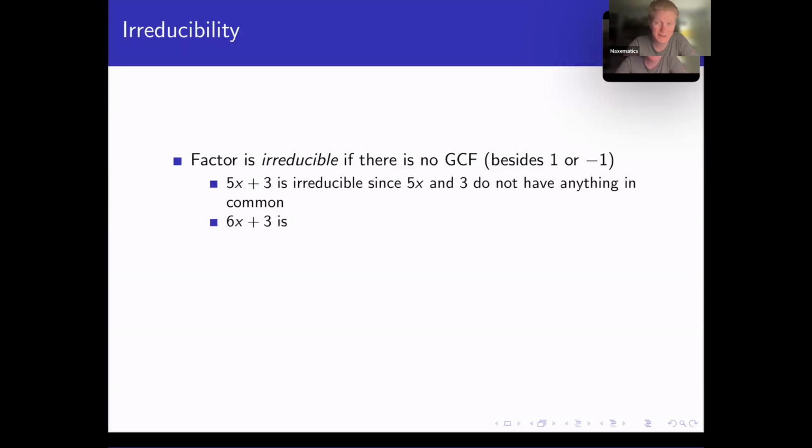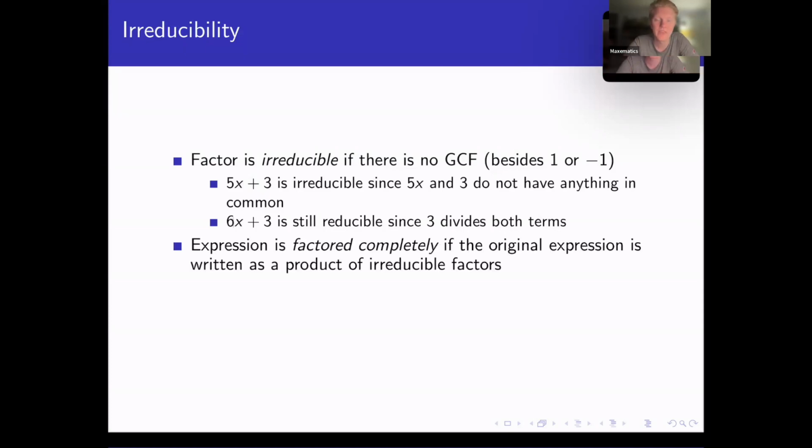However, 6x plus 3 is reducible because 3 divides both terms, right? We could still take out a 3, and even though we can't take out an x, we can still take out a 3, and 3 isn't 1 or negative 1. We say an expression is factored completely if the original expression is written as a product of irreducible factors. So if we can write our thing as a bunch of irreducible factors, then we know our job is done.